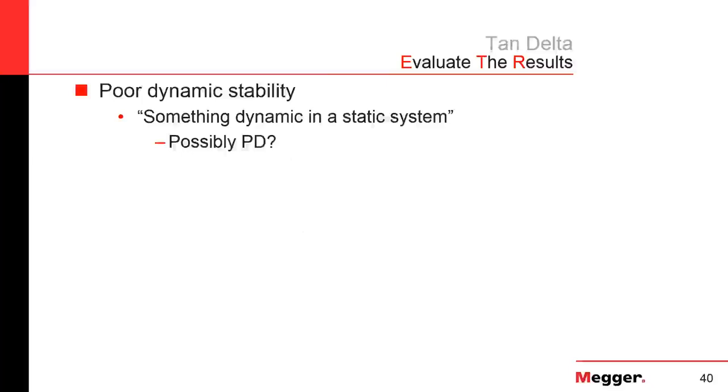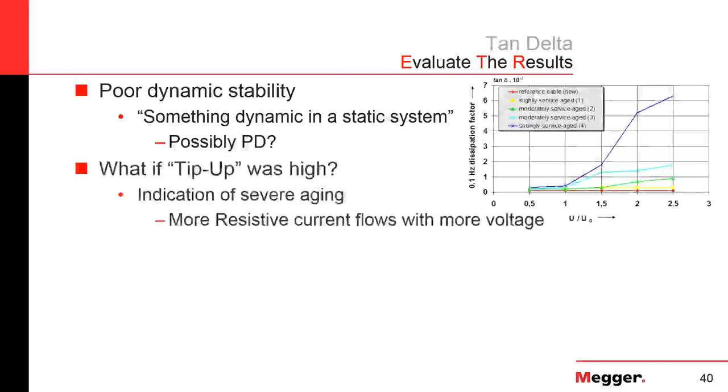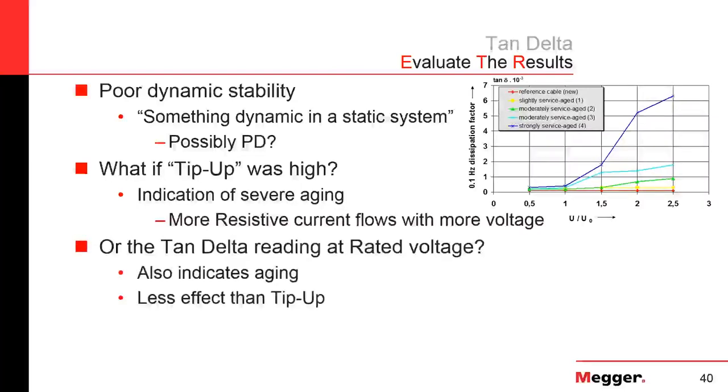So, some of the things the tan delta results will tell us: if we have poor stability, that stability measurement number means something dynamic is happening in a static system, especially for extruded cables. That leads me to believe it could possibly be a partial discharge event going on. Something's changing in a system that shouldn't be changing. If we have a large tip-up, that subtraction number, that's an indication of more and more severe aging. More resistive current flows as we apply more voltage, so we get a higher and higher tan delta number.